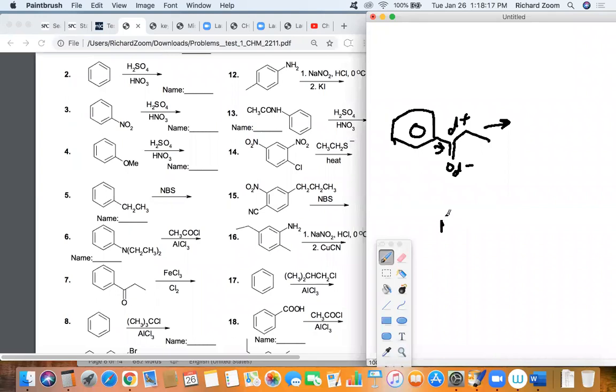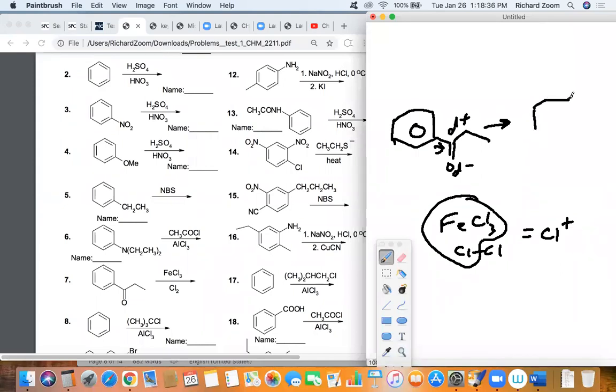When we look at FeCl3, and I'm going to draw this out as Cl for kicks here, so that gives a Cl plus, and this is going to give one product, which is the meta product, since it is deactivating. Any questions?